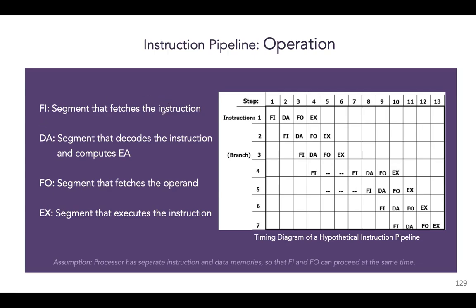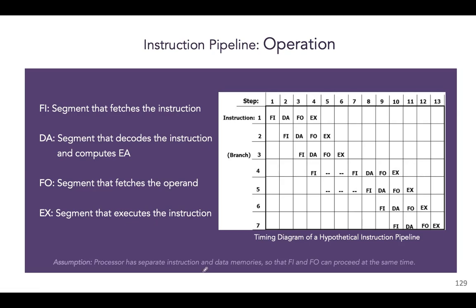FI is the segment that fetches the instruction. DA is decode and compute EA, the decode and address. This is a segment that decodes the instruction and computes the effective address of the operands. The third segment is FO. It fetches the operands based on the effective address, and the final segment is EX. This is the segment that executes the instruction. So this is our 4-segment instruction pipeline.